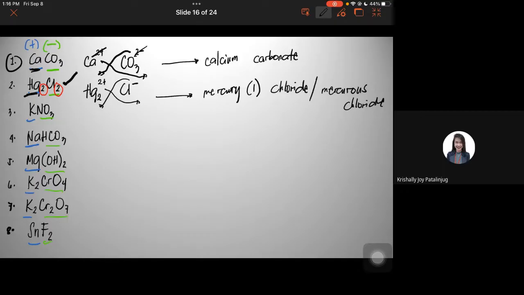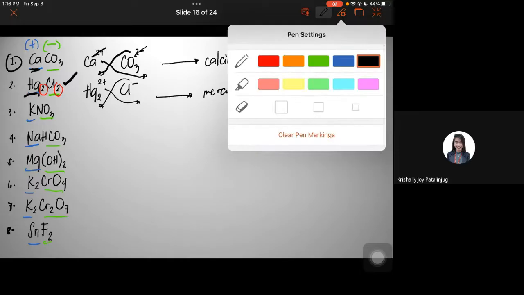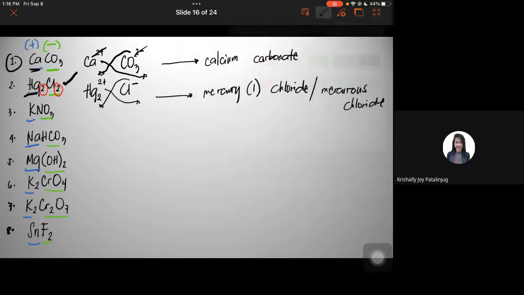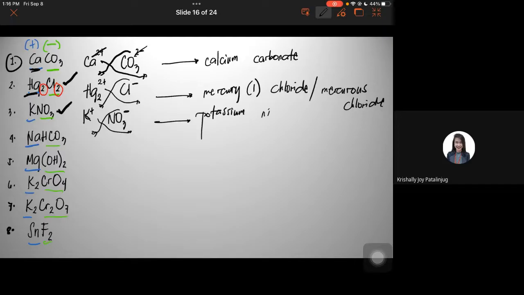Okay, next. Letter K. What is that element? That is potassium. You recall the potassium ion is K+. Then NO3, that's the ion form of nitrate. Upon the crisscross method, you will obtain this compound, KNO3, also known as potassium nitrate.